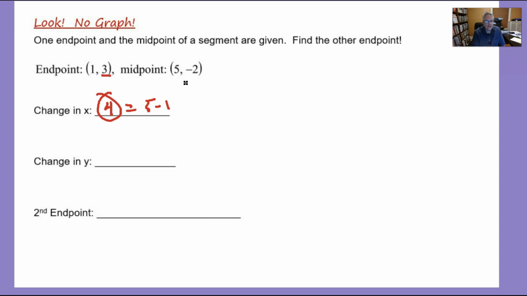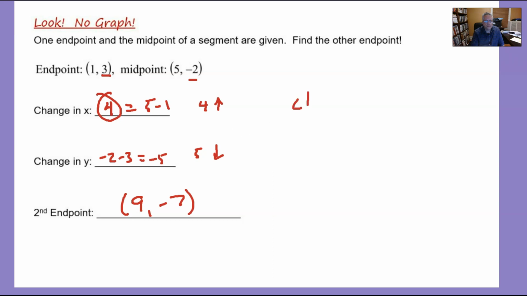And let's see how much y changed. If I do -2 minus 3, I get -5. That means y went down by 5. So x went up by 4, and y went down by 5. So we're going to start at the midpoint and do the same thing to get to the other endpoint. So we're going to start at x equals 5, and we're going to add 4 to that x. So we will get 9. And we're going to start at -2 and subtract 5. Okay, so -2 minus 5 is -7. All right, so we think that the other endpoint is 9, -7.